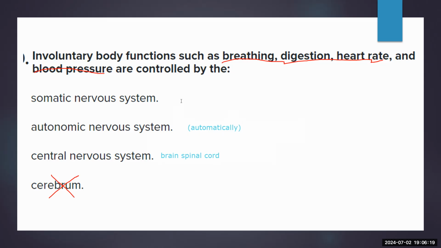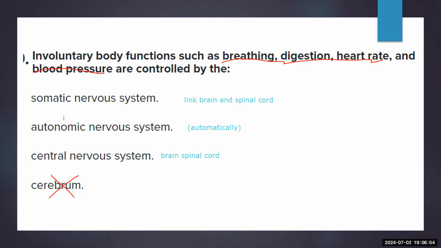The somatic, which you probably will never actually have to use that term in normal life, is going to be the nerves that link the brain and the spinal cord. But for me, I would have been like, okay, I can eliminate this one. I might have remembered that central has to do with the brain and spinal cord. Maybe not. It depends on how far in the test that question came.